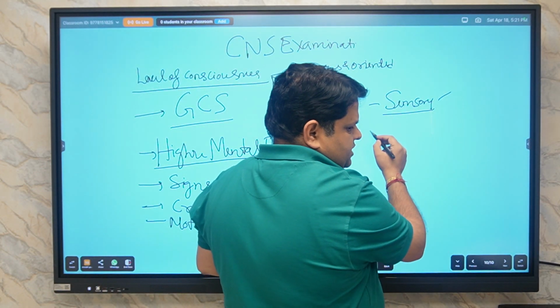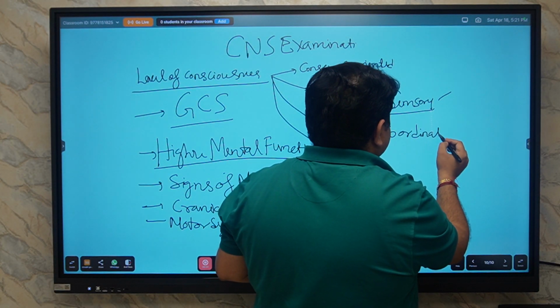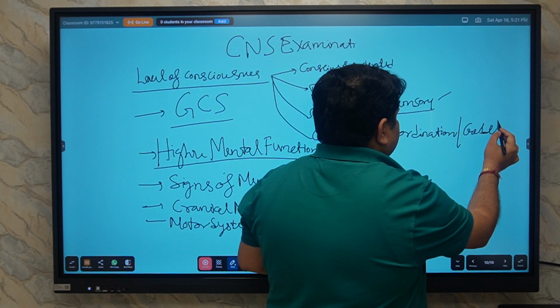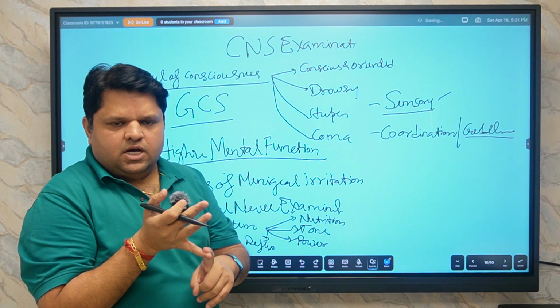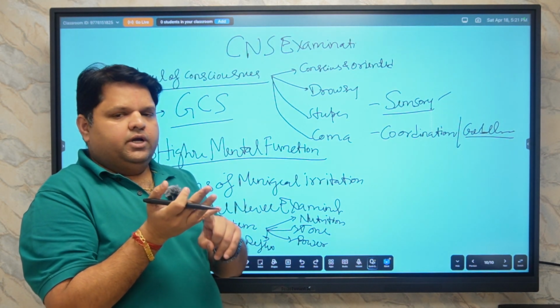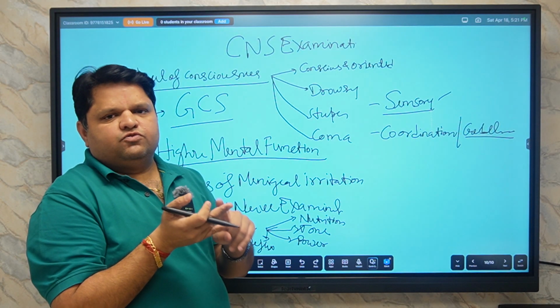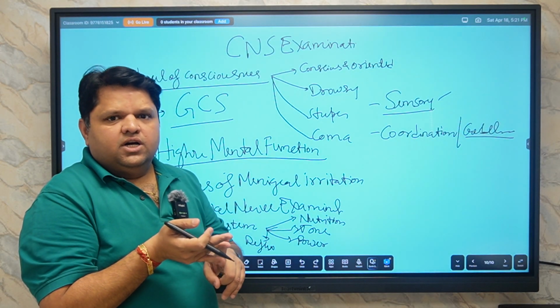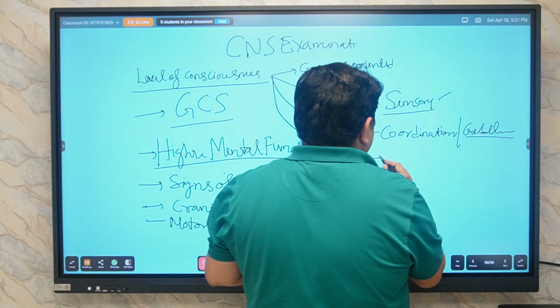So after sensory system, we go for the coordination or the cerebellar examination, in which we do the nystagmus examination, past pointing, dysdiadochokinesia, finger nose test, rebound phenomena, pendular knee jerk, gait examination. Then after coordination is the gait examination.